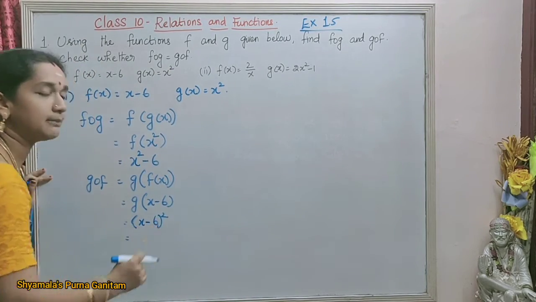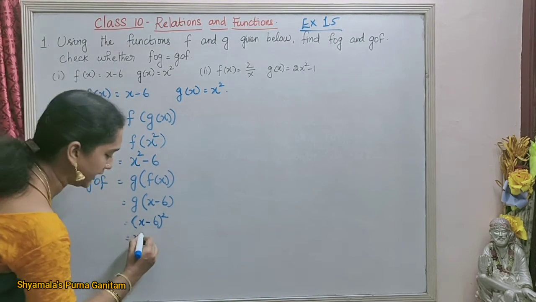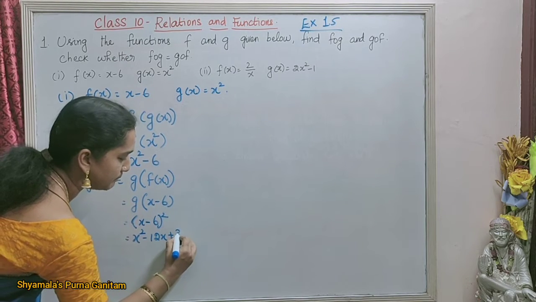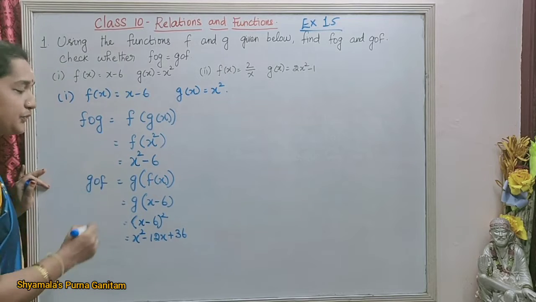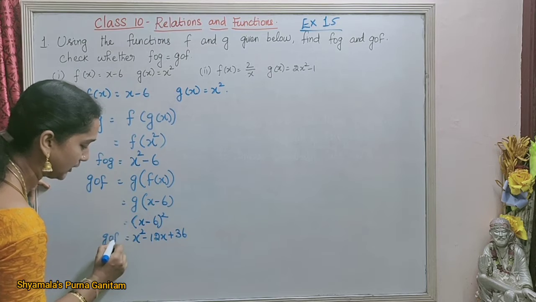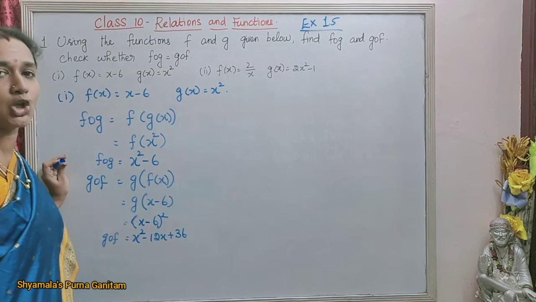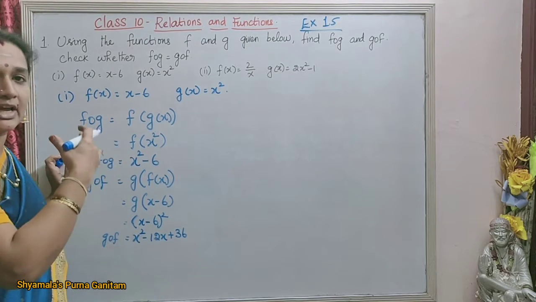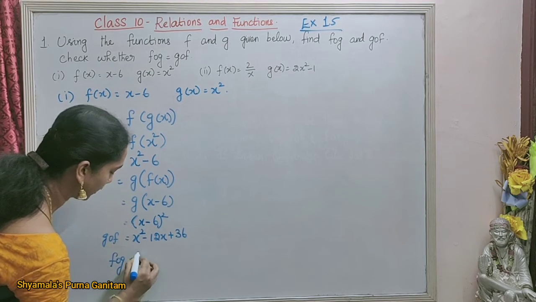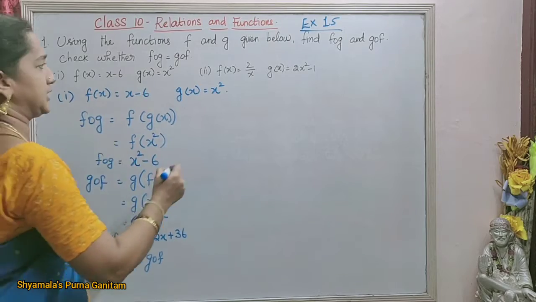So since this is a minus b the whole square, this has to be expanded with the help of that identity: a squared minus 2ab plus b square. So this is g of f value. So this is f of g value and this one is g of f value. So already I told that composition of function is not commutative. That is, the values won't be equal. So f of g is not equal to g of f. Okay. So this is the first sum.